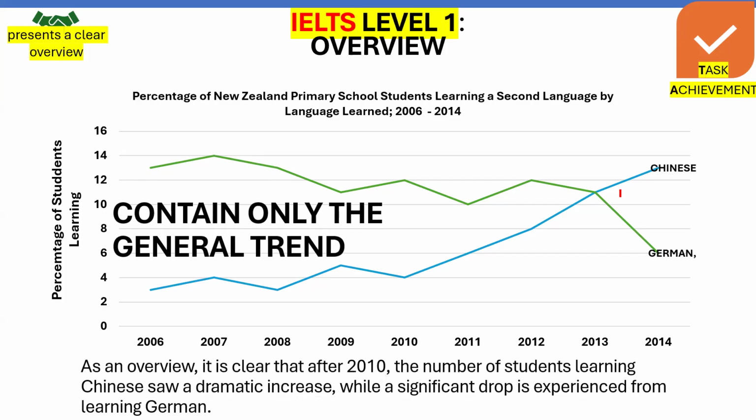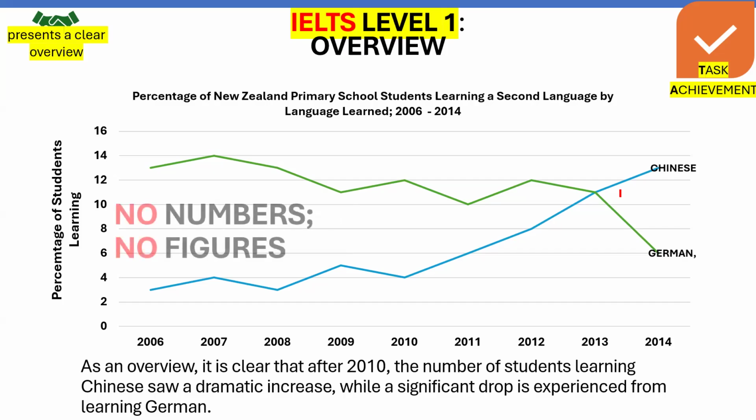Now, in writing the overview, one must only write the general trend. That means without details. In other words, there shouldn't be any numbers or figures. Okay, that must be very clear. For example, as you can see in these line graphs, we have the percentage of New Zealand primary school students learning a second language by language learned between 2006 and 2014.